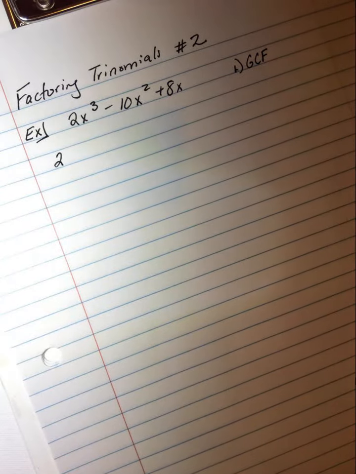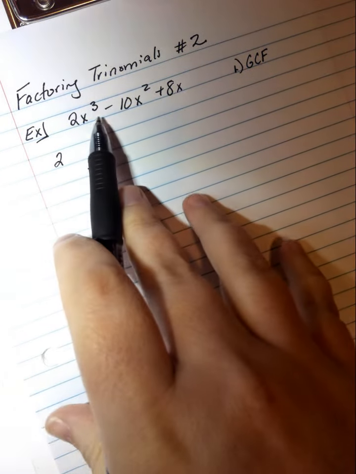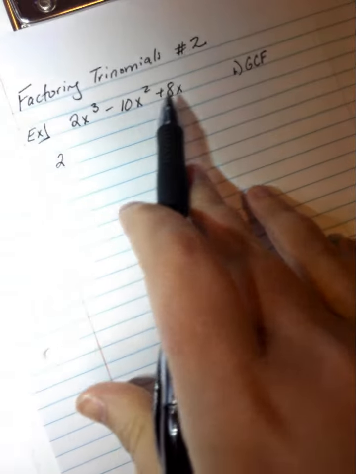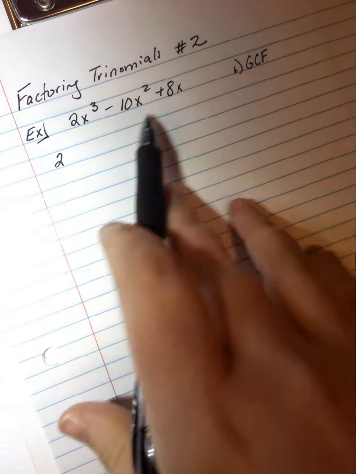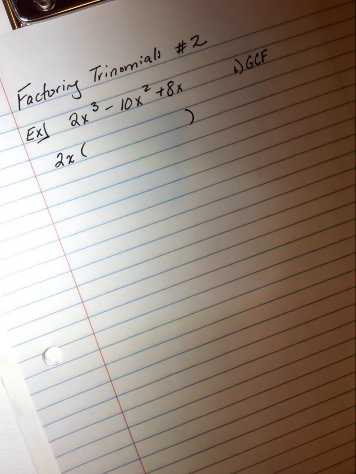I say that because if you look at the problem, they all have x's. I've got 3 x's in my first term, 2 x's in my second term, and a single x in my third term. So in common, there's an x. So I have to pull out not just a 2, but 2x. And I keep saying pull out, but I mean to factor out, divide out. I'm trying to reduce and make smaller.